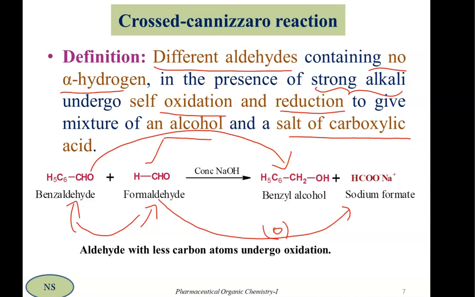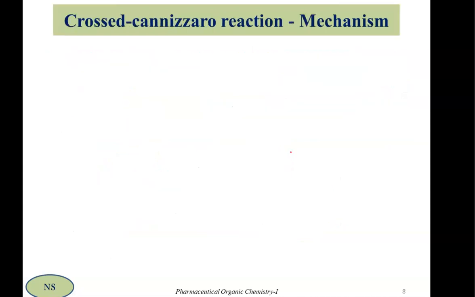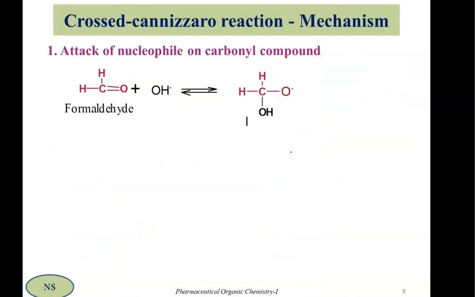Now let us consider the reaction mechanism for this Crossed-Cannizzaro reaction, which is very similar to the simple Cannizzaro reaction. But here, whichever aldehyde we take in the first step will finally form the corresponding salt of the carboxylic acid. That means the aldehyde we take in the first step will undergo oxidation. So in this mixed aldehydes reaction, because formaldehyde has fewer carbons, we have to consider formaldehyde in the first step.